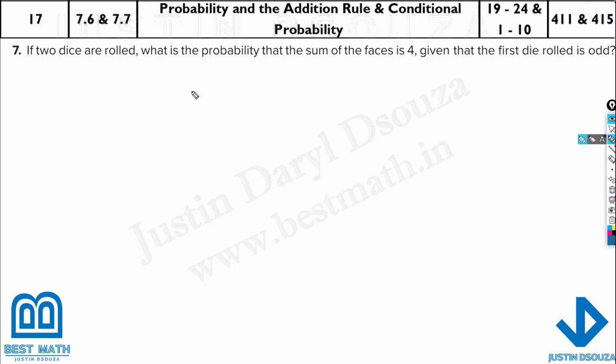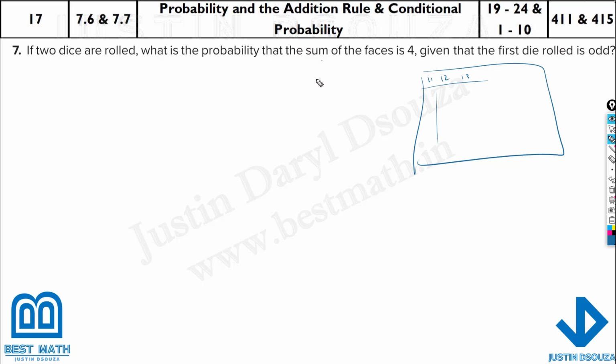If two dice are rolled, what is the probability that the sum of the faces is 4, given that the first die rolled is odd? Okay, now two dice are rolled. You remember the box, right? Where we had 1,1, 1,2, 1,3. The same thing needs to be remembered now. We don't need to draw it up.